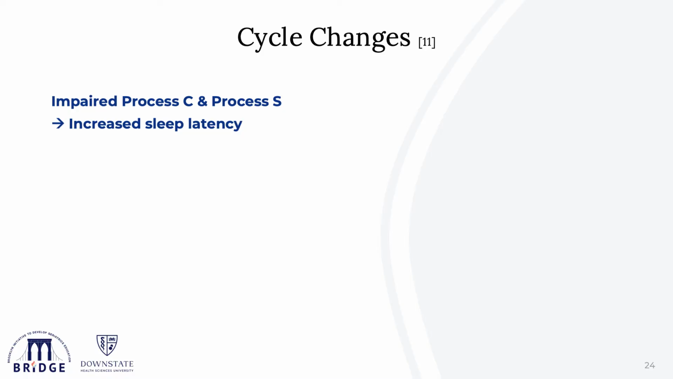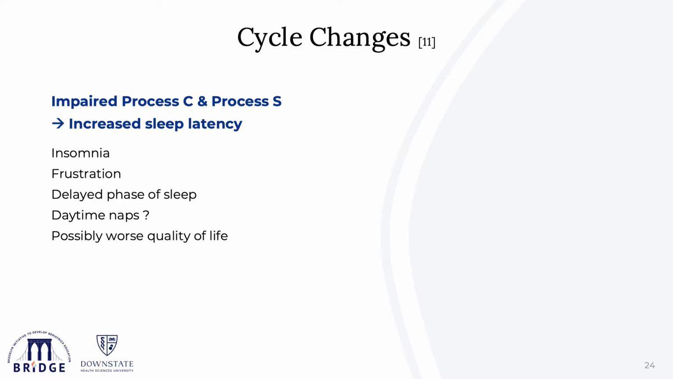That will lead to some cycle changes. These cycle changes include outcomes of impaired process C and process S. You have a harder time falling asleep, with increased sleep latency. You see insomnia, you see frustration, you see delayed phase of sleep, maybe daytime naps to make up for it, and possibly worse quality of life.